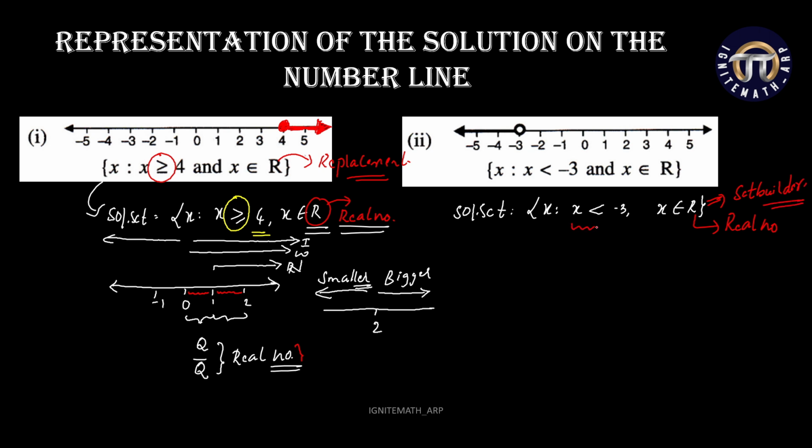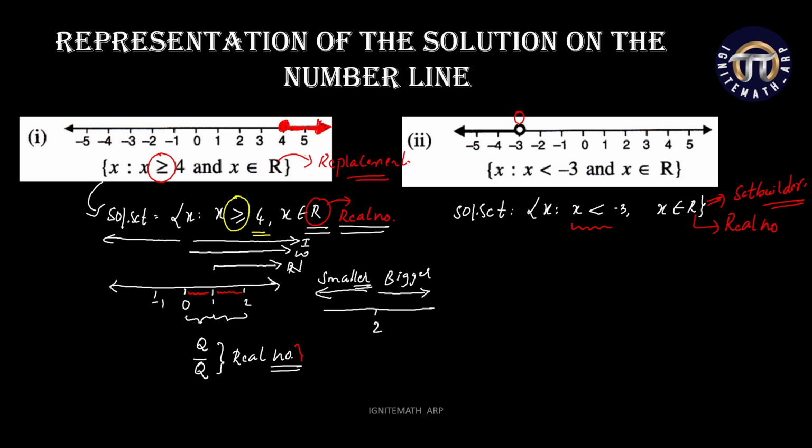What is the condition? X is smaller than minus 3. So where should your concentration go? You should go directly to minus 3. Correct. Smaller than. It's only smaller than, it's not smaller than or equal to. So I will draw a circle on minus 3. I will not darken it, just like the previous case.